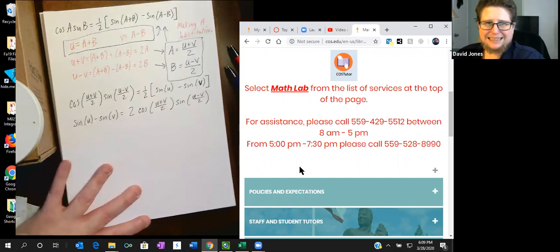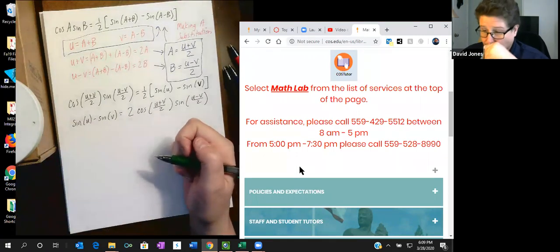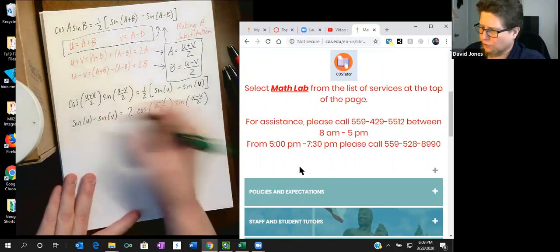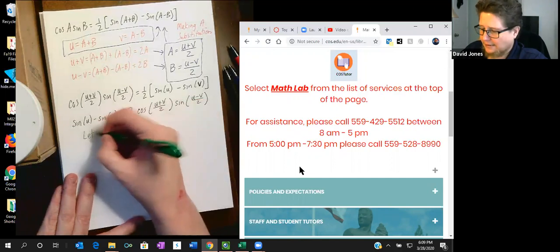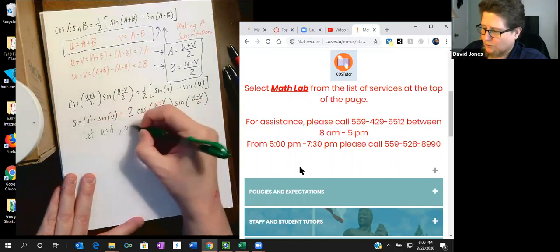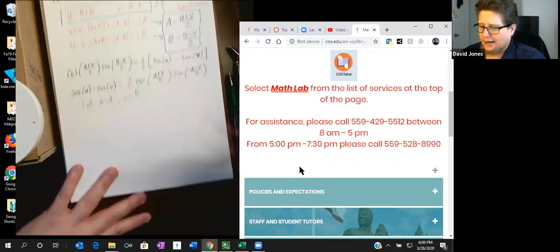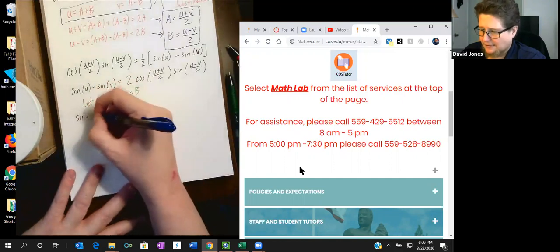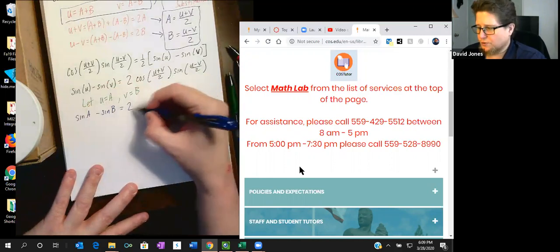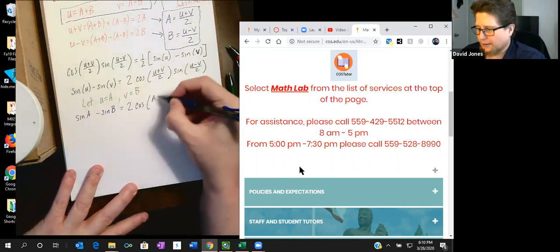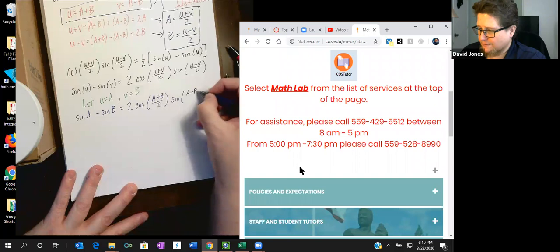And now, this is a little hand wavy. We're going to do a different substitution going back. Let U equal A and V equal B. And I get sine of A minus sine of B equals 2 cosine of A plus B over 2 sine of A minus B over 2.